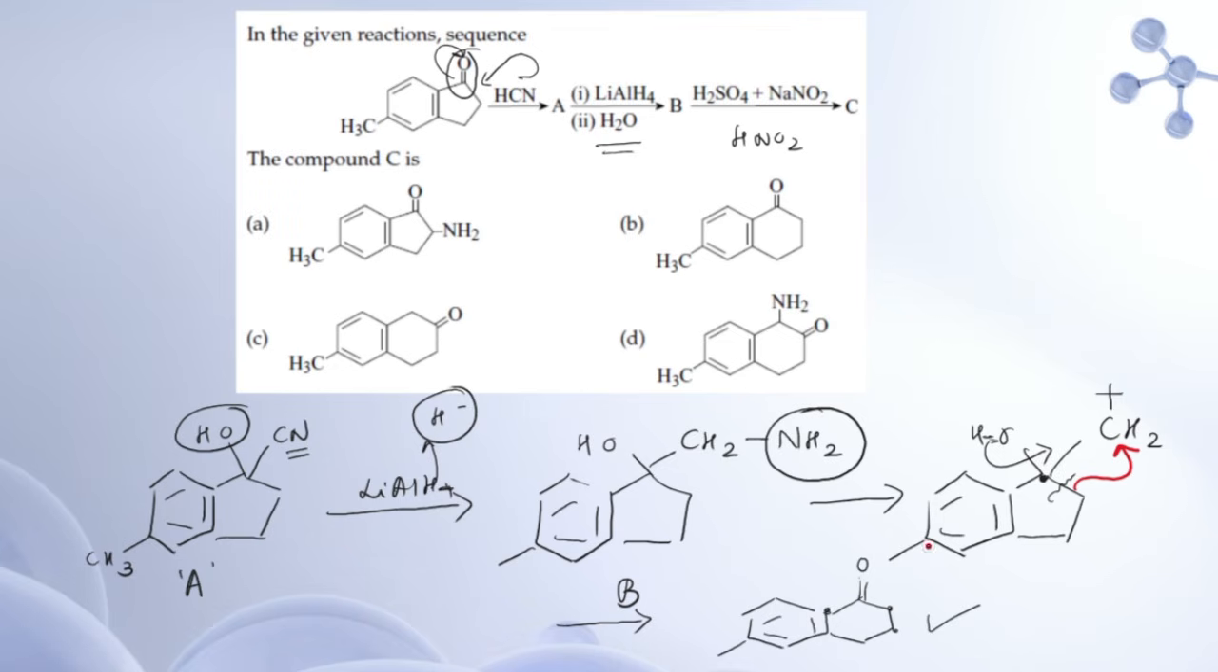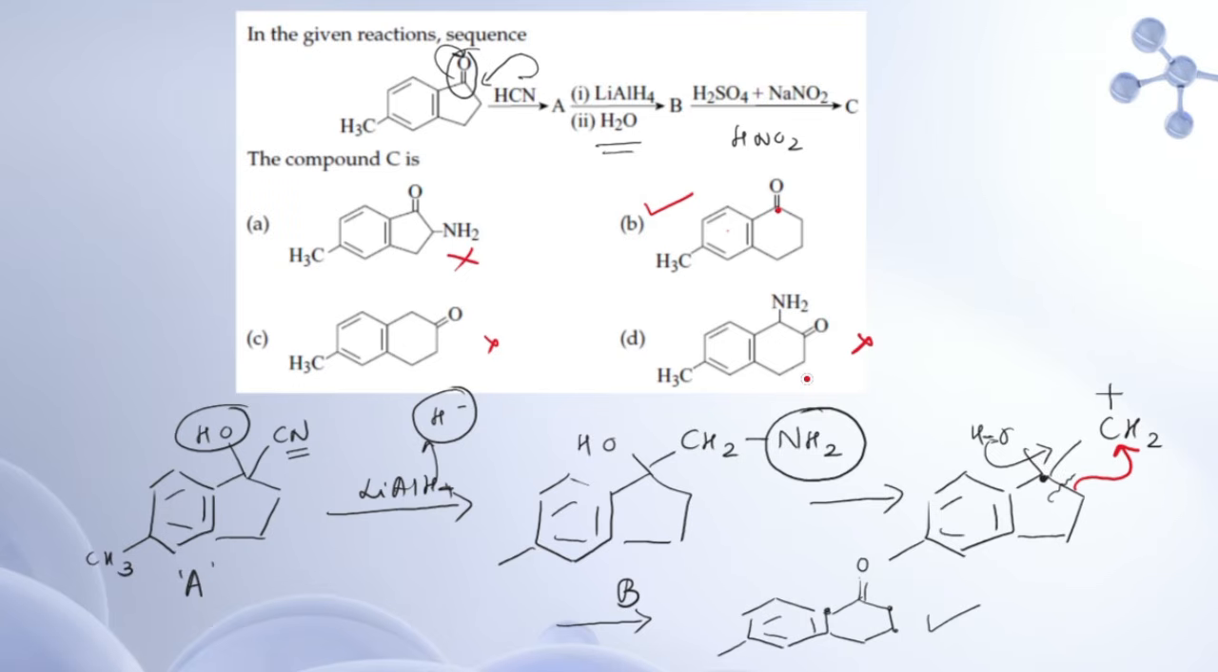And where do we have it in the options? Check now. Look at this option B. This is 5-membered, so you can eliminate that. You can see B and C are very close. Both of them are in fact isomers. The position of the ketone is different. Here it is benzylic, here it is non-benzylic, but we got this as the final product.